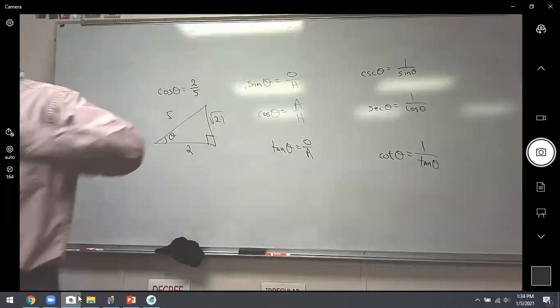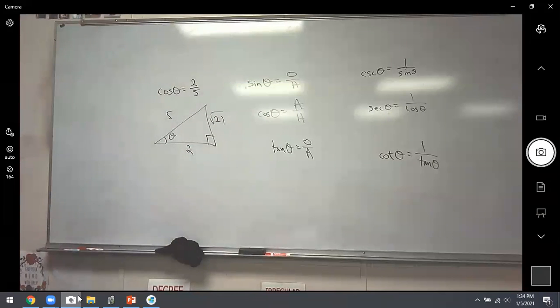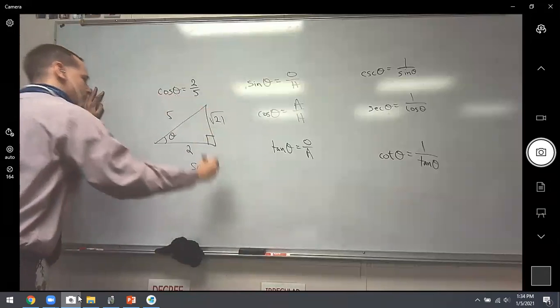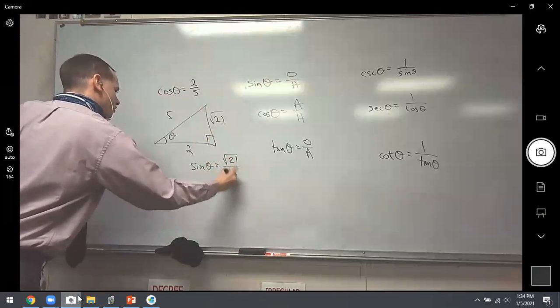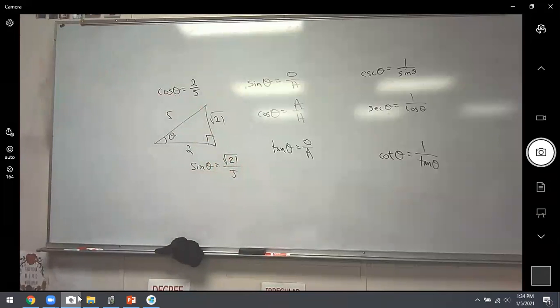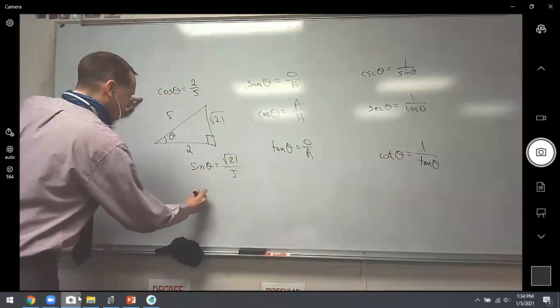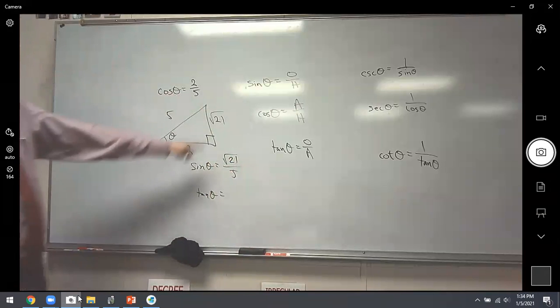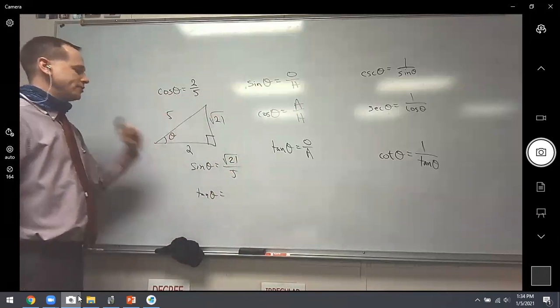Now you got a triangle, don't you? Now you can find the other five just like we did in the last problem. So if I ask you for sine of this angle, it'd be opposite, which is square root of 21, over the hypotenuse, which is 5, right? And so on and so forth. We need tan. Tan would be opposite over adjacent, so square root of 21 over 2.